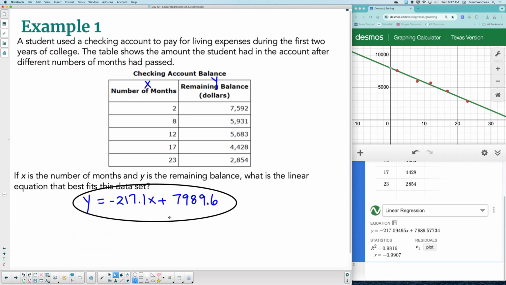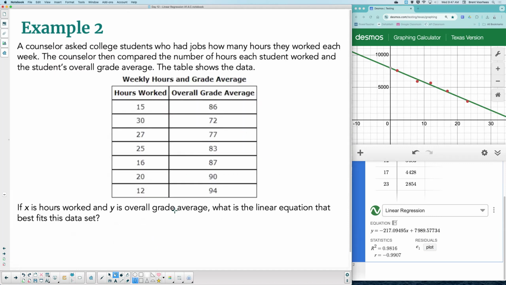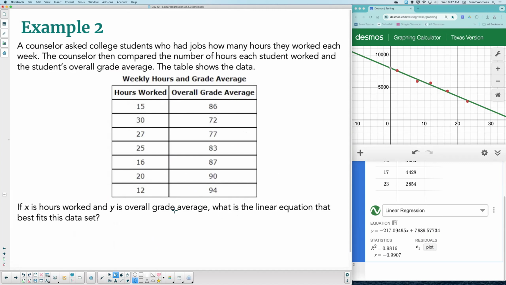Now let's go to example 2. I'm going to do 2 real fast, and then I'm going to have you try 1. This time I'm going to do it in the correct order. It says this: a counselor asks college students who had jobs how many hours they worked each week. The counselor then compared the number of hours each student worked and the student's overall grade. The table shows the data. It says if X is hours worked, I'm going to underline this time. You see where it says X is hours worked?